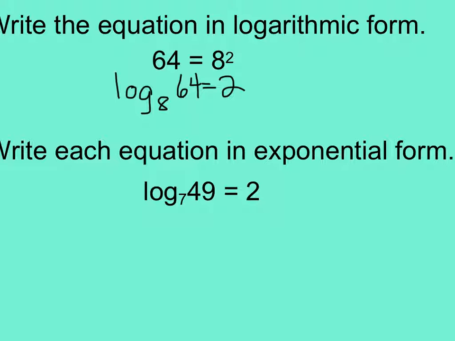The second question is to reverse the order. So we start with the base, which is 7. The exponent is always on the equal side. And that should equal 49. Hopefully you got both of these correct.